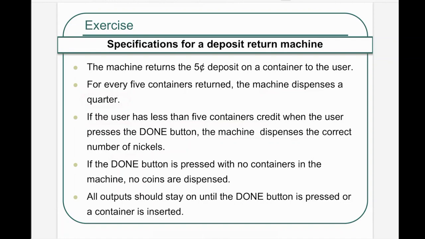So if the user pushes in 4 containers and then presses the done button, then the machine is supposed to give back 4 nickels. That only happens in the case of less than 5 containers. But if the user goes to 5 containers, they don't have to press done. They could, but they don't have to. They will just get a quarter back.